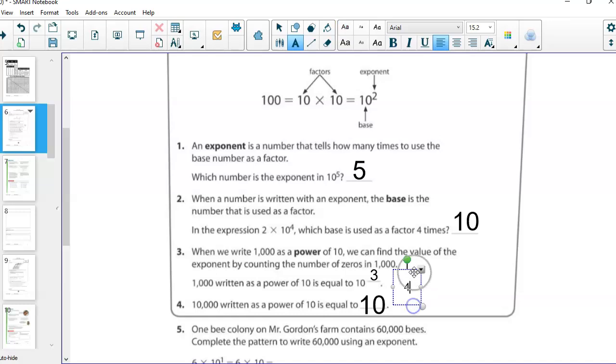Okay, so that's going to look like this. It's going to be 10 with a little 4 up in the corner. That 10 tells us we're multiplying 10 times 10 times 10 times 10. The 4 is telling us that we multiply it 4 times, or we have a 1 with 4 zeros.